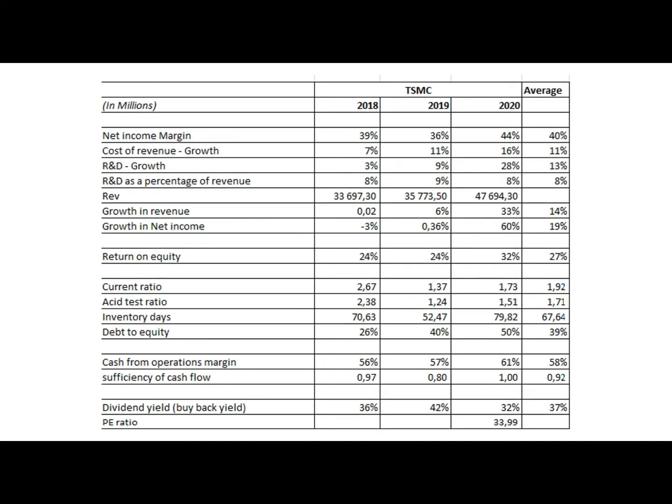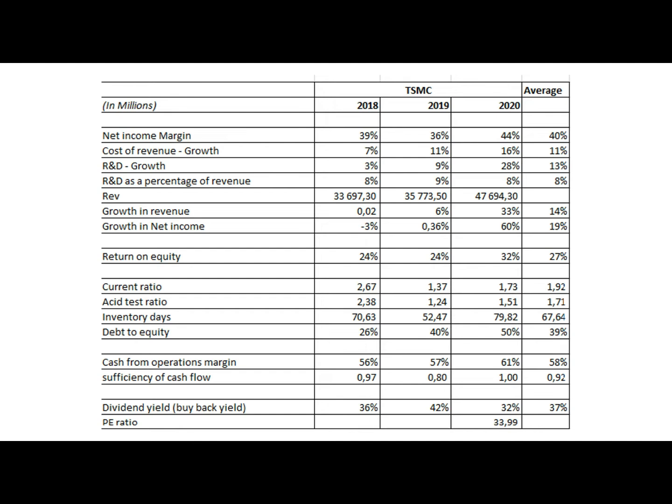TSMC, so Taiwan Semi for sure. Taiwan Semi is the longer name, but TSMC is better known as Taiwan Semi. Now, this company actually manufactures the semis for semi companies. So they are the foundries that actually make the semis. Okay, let's get started with TSMC.